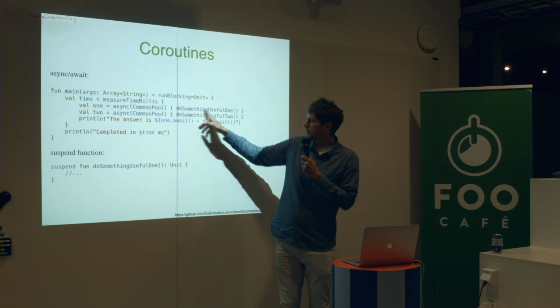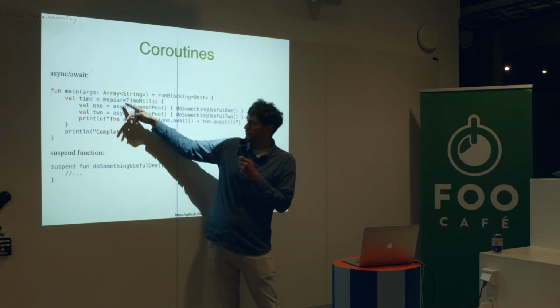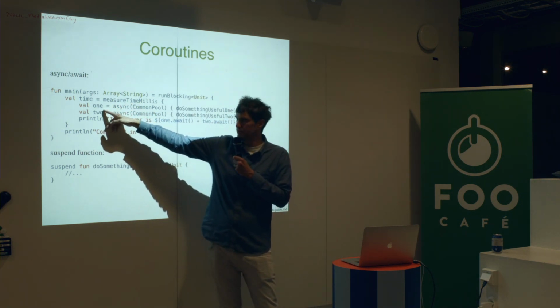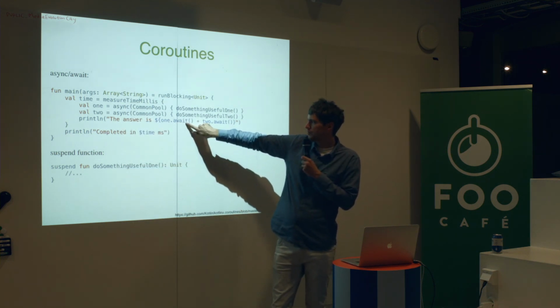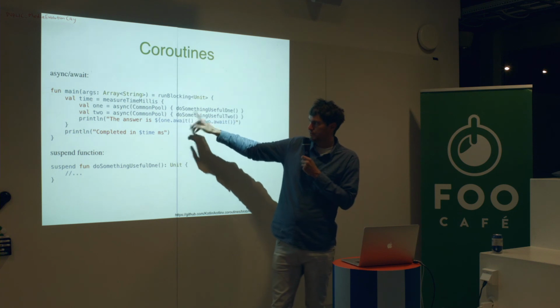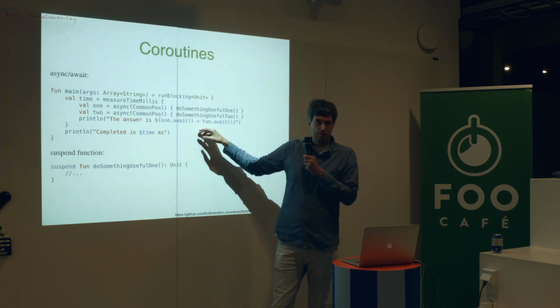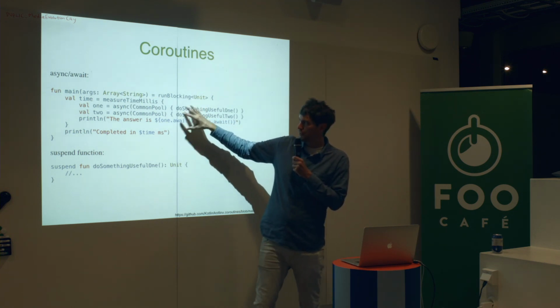And then you call the function here. This async await is promise based, so you will get a promise back. And then here we wait for these two operations to complete, and then we print using coroutine. So we don't actually block the thread.